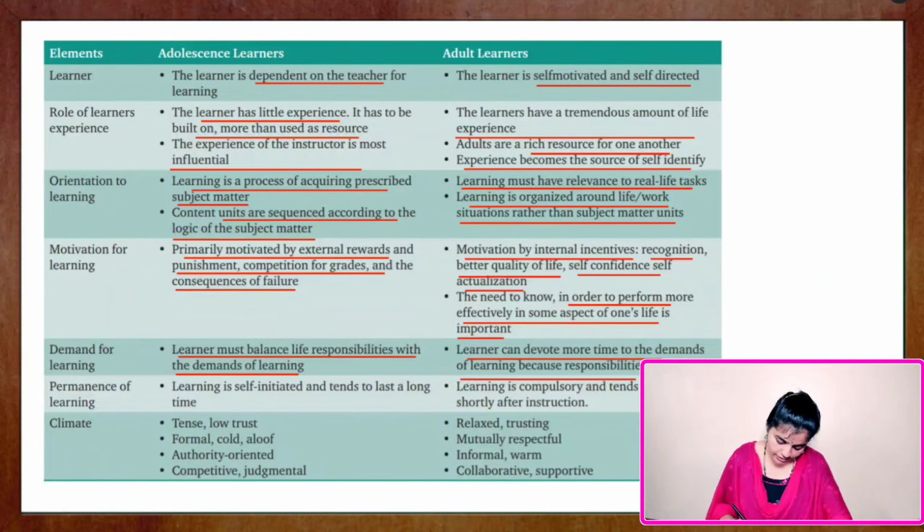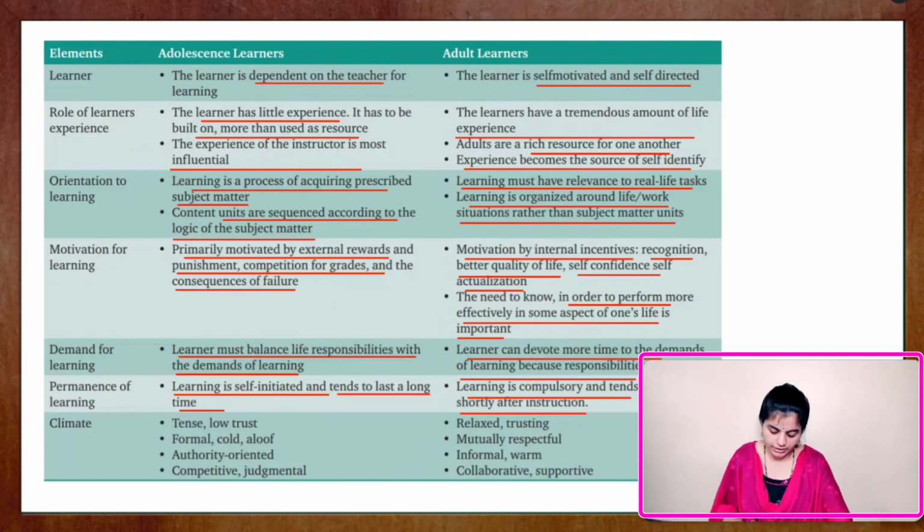With respect to adolescent learner, learning is self-initiated. So it is as a result of this self-initiation, it tends to last for a long time. With respect to adult learner, learning is compulsory. So they are studying for compensation. That might be because of their self-compensation, and they tend to forget the learning very shortly.